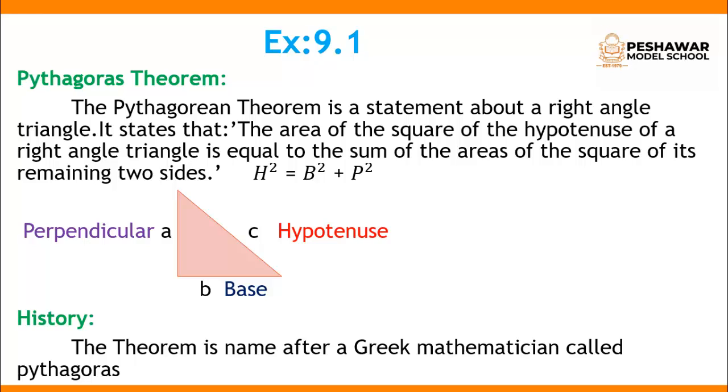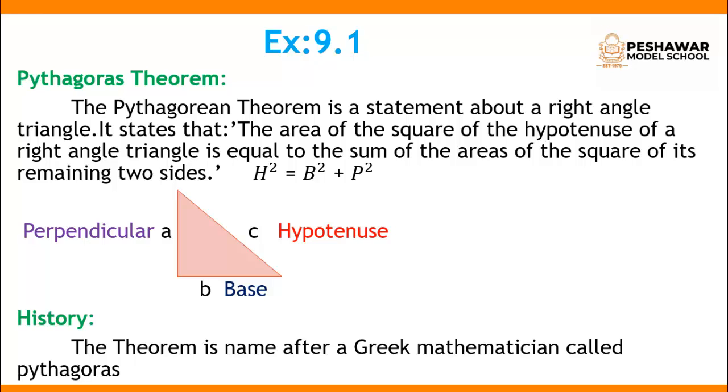As we know, there are three sides in a right angle triangle. The first one is the base, on which you have to draw the perpendicular, and the hypotenuse. You have to see in the figure, the point where you construct an angle of 90 degrees is known as the perpendicular, and the slope side that joins them is known as the hypotenuse. So hypotenuse square is equal to base square plus perpendicular square.